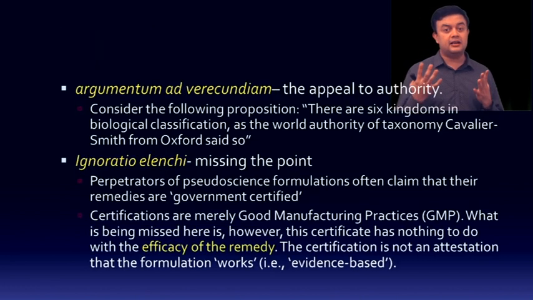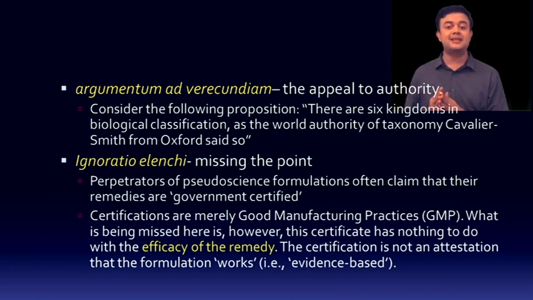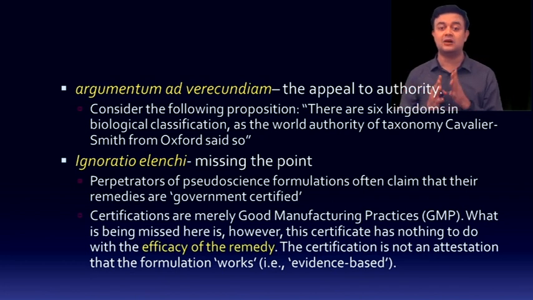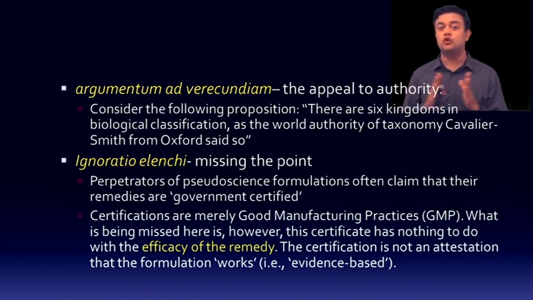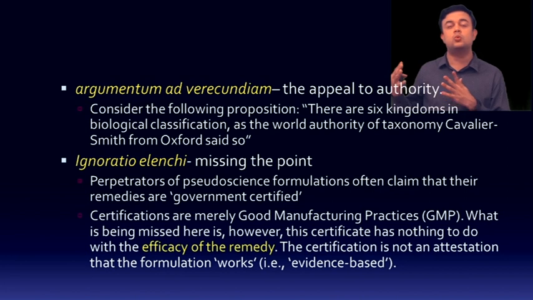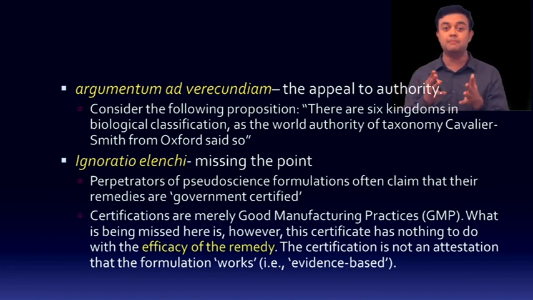Yet another logical fallacy is called argumentum ad verecundiam, which means the appeal to authority. The authority said so, so it must be true. That is what you call argumentum ad verecundiam. Consider the following proposition: there are 6 kingdoms in biological classification, as the world authority on taxonomy, Cavalier-Smith from Oxford, said so. As you see, in science there are no authorities, right? Because one famous scientist said so, that doesn't mean that the argument is valid.